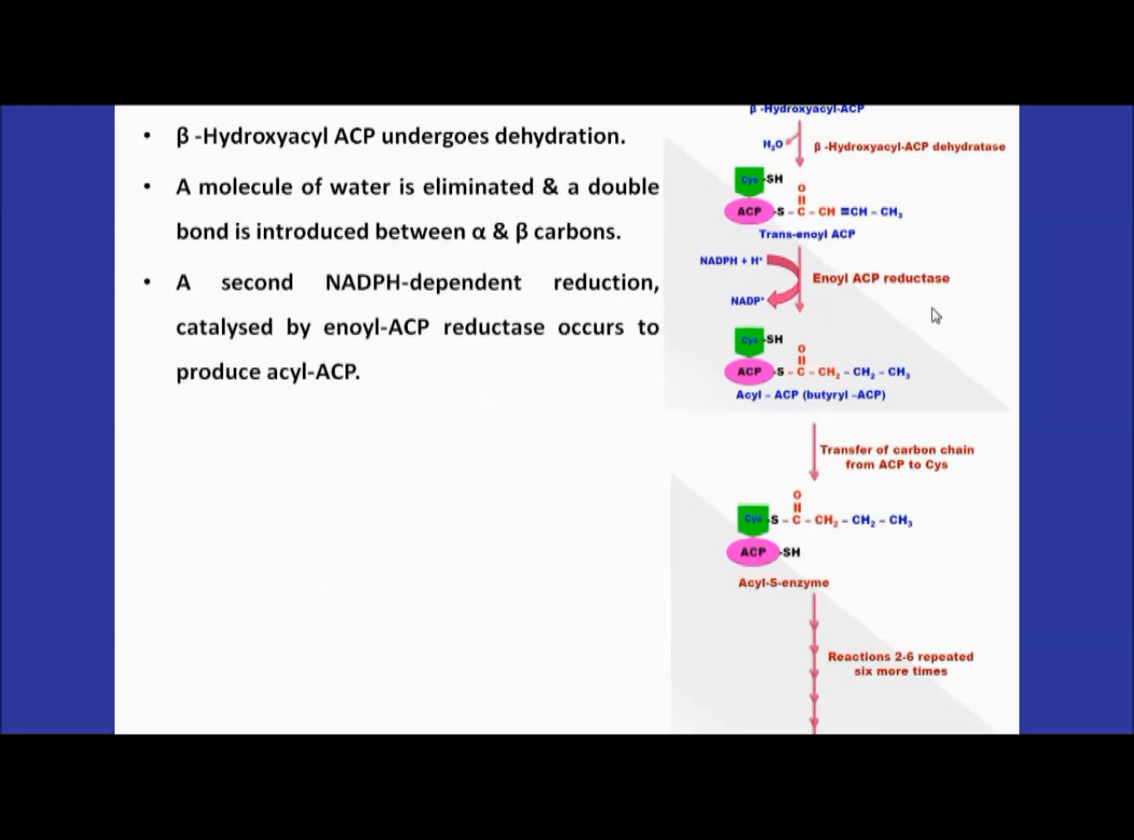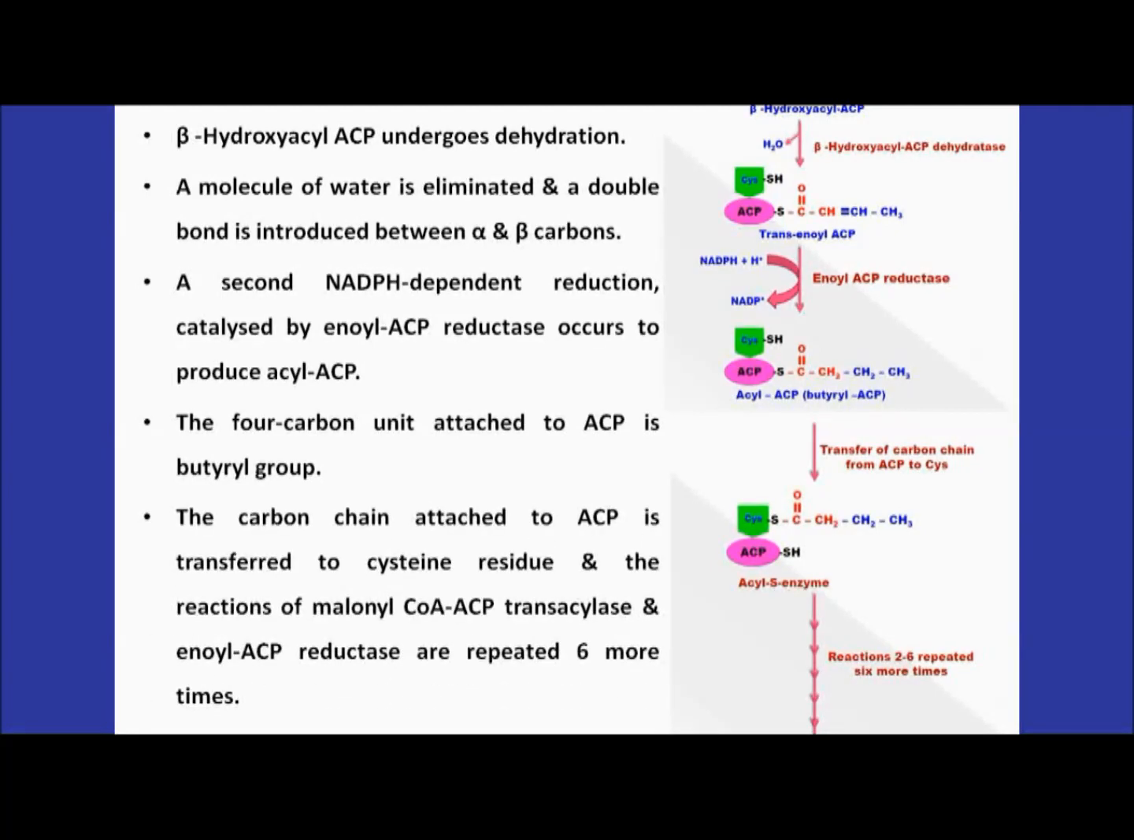Moreover, a second NADPH dependent reduction will now take place. It will be catalyzed by the enzyme enoyl ACP reductase to produce the acyl ACP. This is the acyl ACP. It is also known as the butyryl ACP. The 4 carbon unit attached to the ACP is the butyryl group, right?